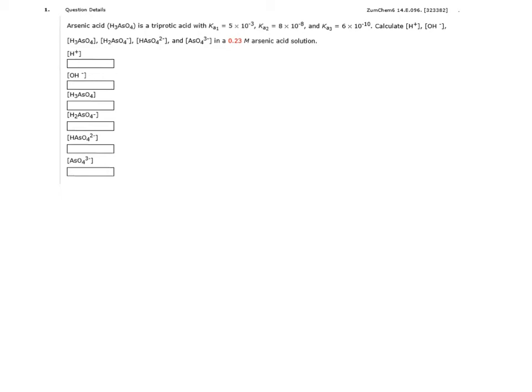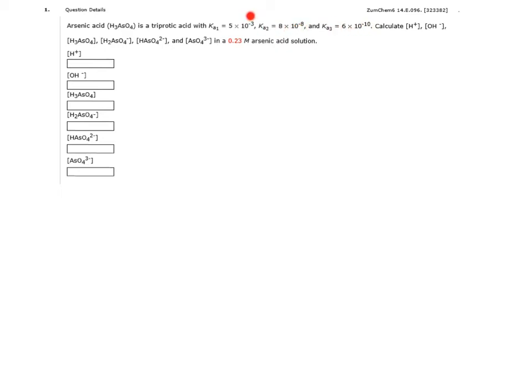In this problem, we're given a polyprotic acid and are asked to find the concentrations of several different things in equilibrium. Note that, as with any polyprotic acid, the first donation of a proton is significantly easier than the second or the third donation of a proton. The reason we can say that is because of the extreme differences in the three Ka values they gave us.